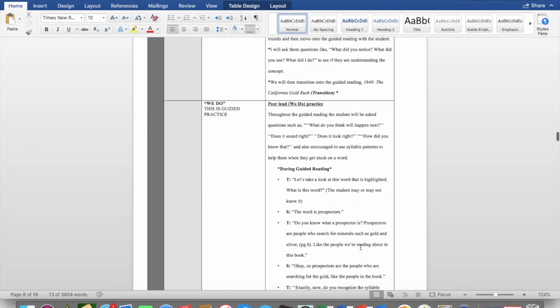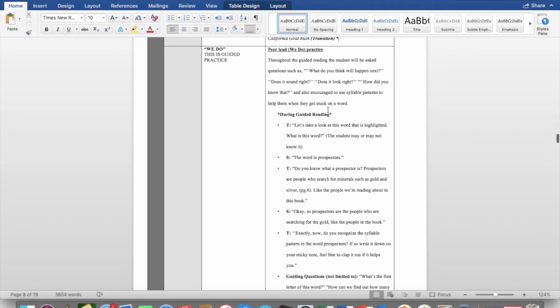So in the we do, it's important to remember to have certain guiding questions like, what do you think will happen next? Or does it sound right? Does it look right? So here you'll see where I put dialogue of when we're doing the we do together, where we stop at the highlighted word and break down the syllable patterns together so that they can kind of get the concept or regain that syllable pattern understanding. And here are some more guiding questions and just a dialogue of us doing it together. And then you transition into the you do.